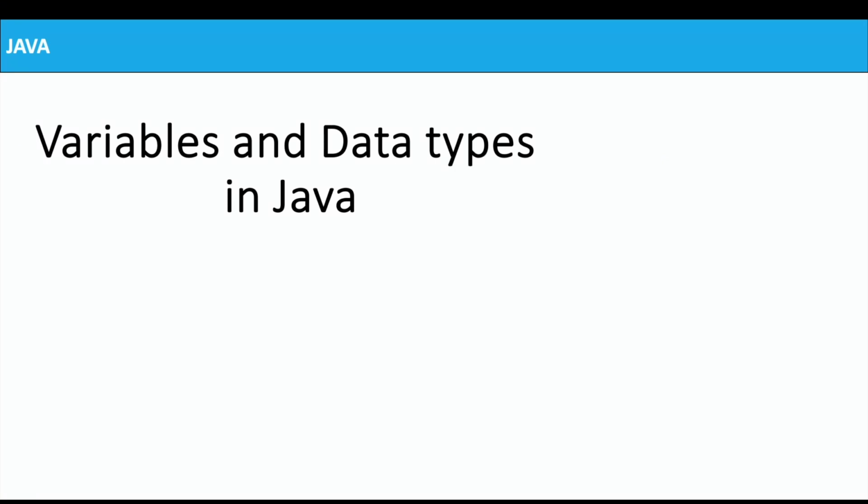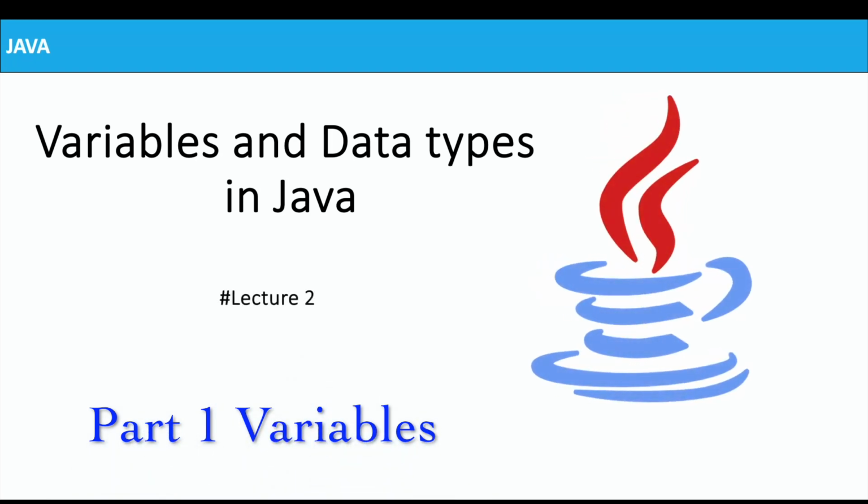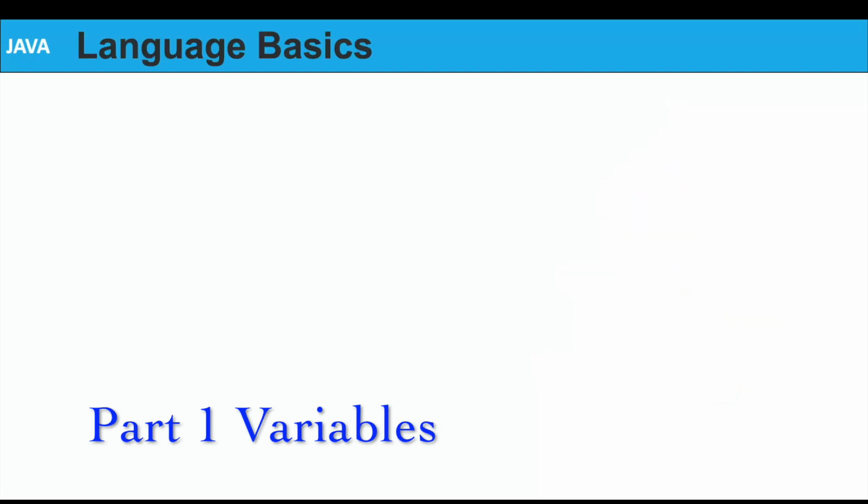In this lecture, we will discuss variables and data types in the Java programming language. So this will be our lecture 2. In this lecture 2 of the Java programming series, we'll see the language basics, that is variables and data types. Generally, we write a program to work with data, right?